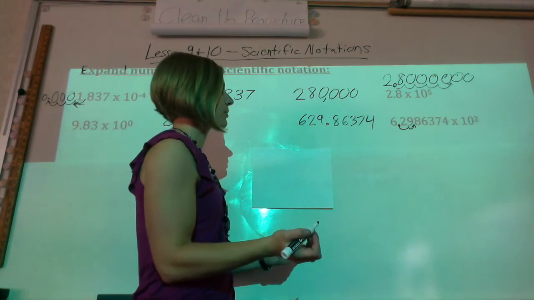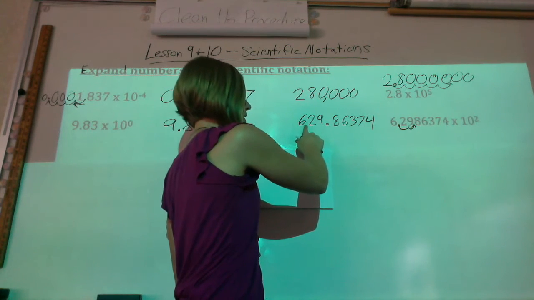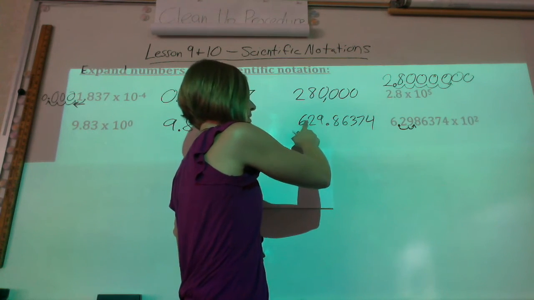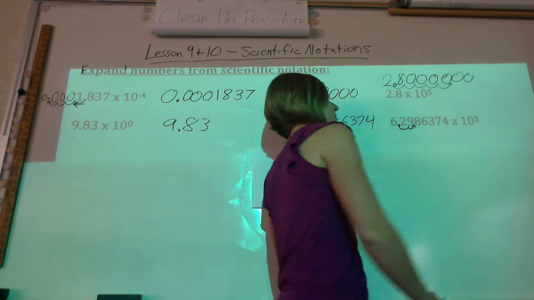So how do we check that we're correct? Well, just go backwards again. Decimal's here. Scientific notation needs to move it here. So I move it 2, making it smaller by 2, which means that the exponent needs to be bigger, a positive 2.